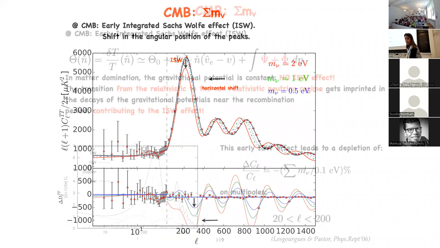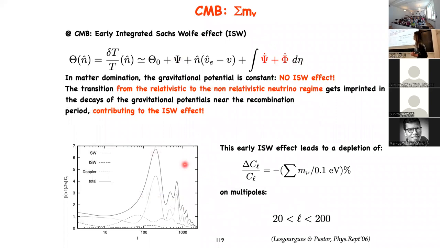The first one is the so-called Sachs-Wolfe effect, okay? Here I show you the temperature fluctuations, and they have different contributions. One is the primordial one, the initial one, set by inflation. Then we have the gravitational potential contribution, the Doppler effect, and this term here, which is the so-called integrated Sachs-Wolfe effect. This effect will be present only if neutrinos are relativistic. Otherwise it won't happen, because it depends on the time derivatives of the gravitational potentials, and the gravitational potentials are constant in a matter-dominated universe. So the transition from the relativistic to the non-relativistic neutrino regime gets imprinted in the decay of the gravitational potentials, contributing to the ISW effect.